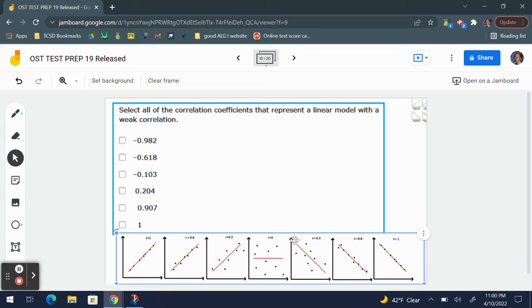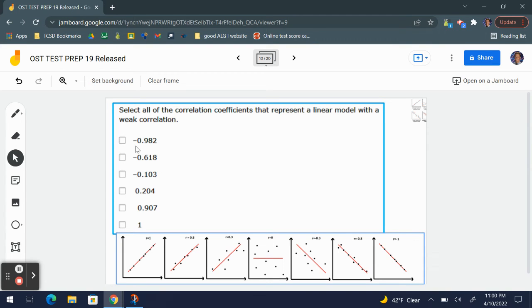Anything closer to 0, whether it's positive or negative, you can see this is a positive slope. That's a good review of slope. And a negative slope here. Anything that's closer to the value of 0 means it's weaker. It's further away from that line of best fit, okay, that trend line that we're talking about. So anything closer to a -1 or 1 is super strong.